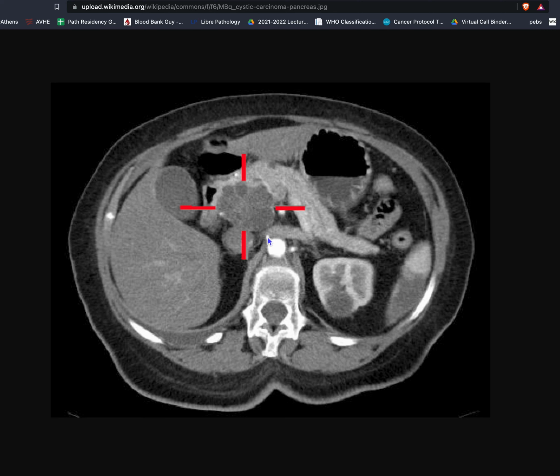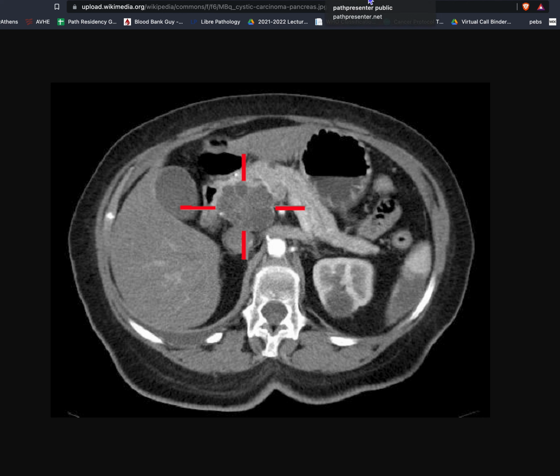Today we're going to talk about pancreatic ductal adenocarcinoma. Here we have a CT axial where this is the liver, this is the gallbladder, this is the stomach, that black is air, and then here we see the pancreas. This is the tail of the pancreas, and here we have the head, and there is a mass.